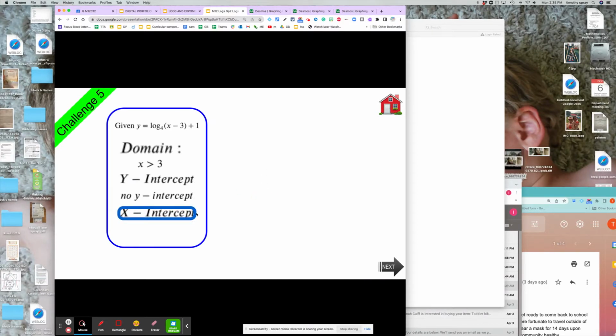The x-intercept, there would be an x-intercept, and to find the x-intercept, of course, we just simply set the y value at 0, and we do that because on the x-intercept, the y value is 0. So set that equal to 0 and solve for x. And that's what it would be.